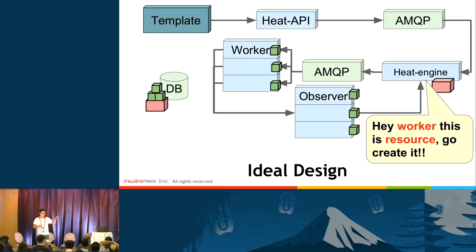The workers will handle the creation part, and then ask the observers to see if the resource is in the correct status. Make sure it's really running, not just sending an API call and wishing you good luck. No, we don't want that. So if the observer makes sure it's right, the engine will eventually know it. Now the entire stack will be running, so whatever the resource goes, the resource will be created. That's the ideal design for convergence.